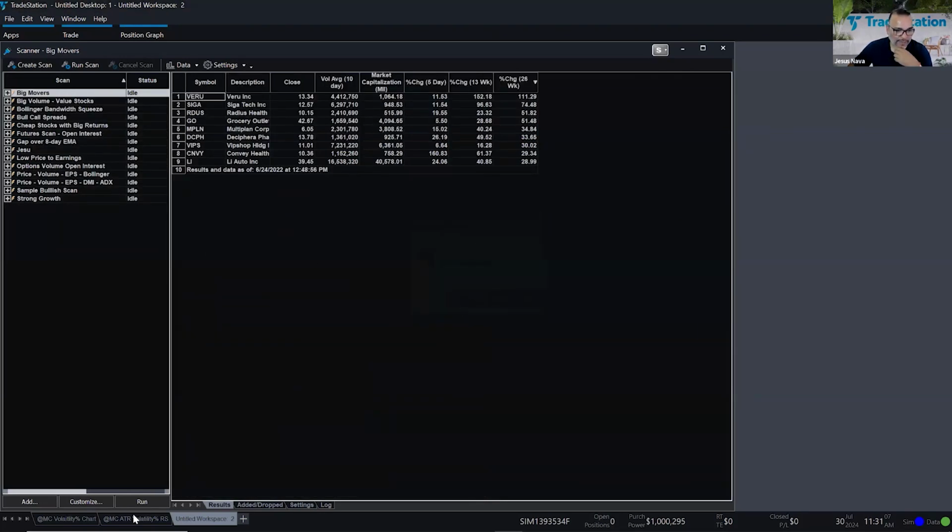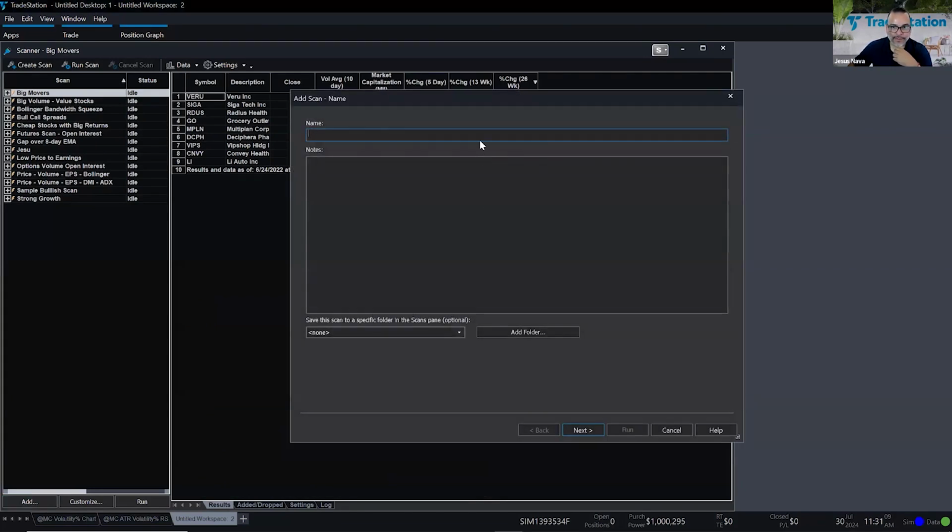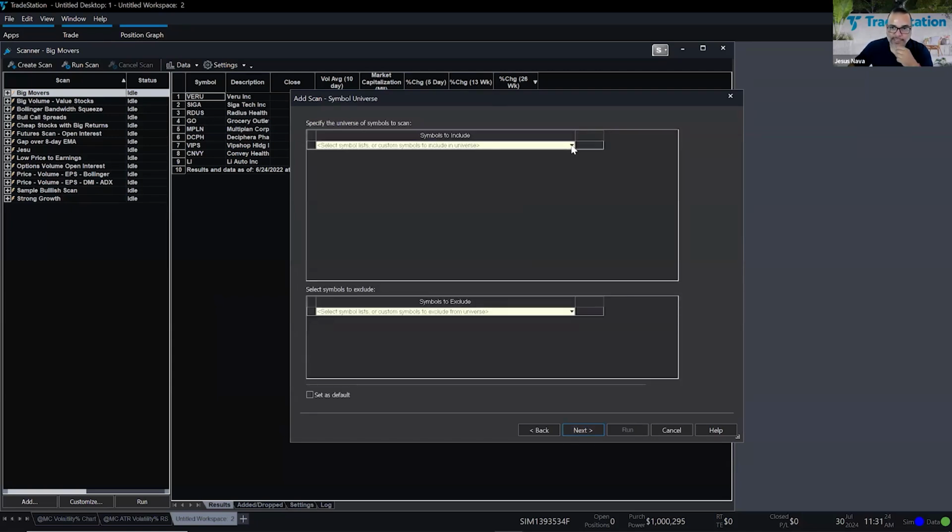Okay, so let's go ahead and create a scan. I'm going to click on add here. This will be volatility, ATR, volatility, percent. I'm going to click on next. As I said before, we have access to all stocks, and I can even include OTC. Let me do all stocks without OTC because I know it's still a big number. And I'm just going to click next here. This is the scan on all stocks in the stock universe. I'm going to click next.